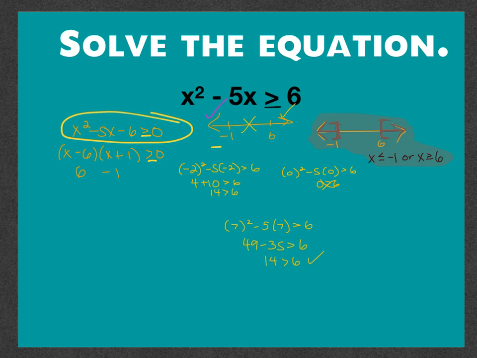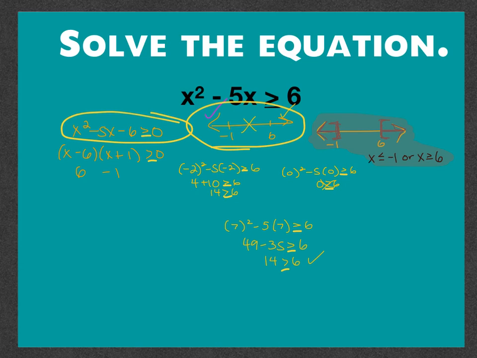Set up your number line, which looks like this. Plug in points from each range. If I plug in something less than -1, like -2, it worked. This is greater than or equal to. 14 is greater than or equal to 6. If I plug in something in between -1 and 6, like 0, it does not work. 0 is not greater than or equal to 6. And then if I plug in something to the right of 6, like 7, it works because 14 is greater than or equal to 6.